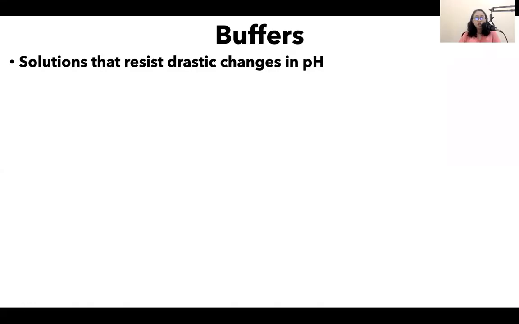Buffers are solutions that can resist drastic changes in pH. Now, you might ask, what does drastic mean? Or how can we say that a change in pH is already drastic? I usually consider a change in pH value by 1 unit as drastic.